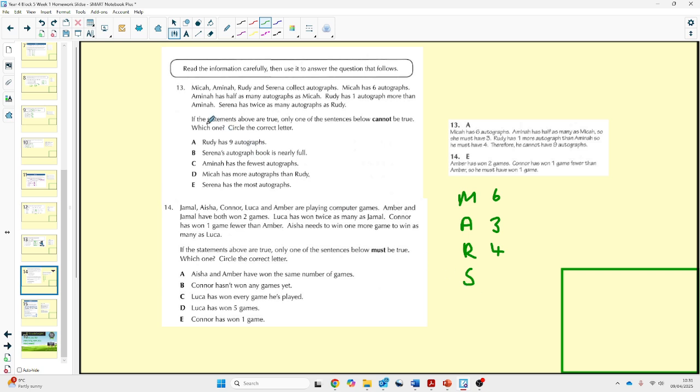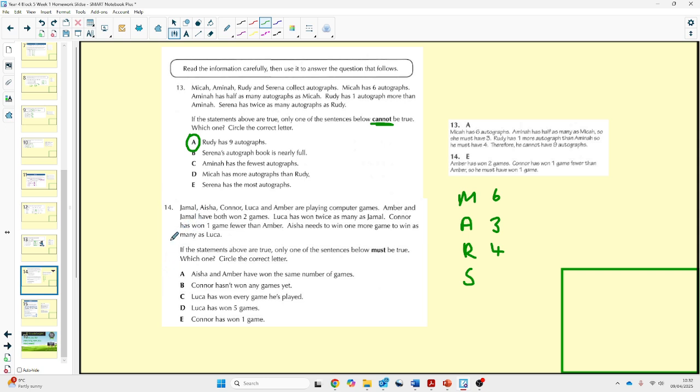So if the statements above are true, only one statement cannot be true. So Rudy has 9 autographs. Well, that's not correct. So in actual fact, that's our first answer. So we know, because we're looking at the one that cannot be true, that has to be the correct answer, because Rudy has got 4. So well done if you got that correct.